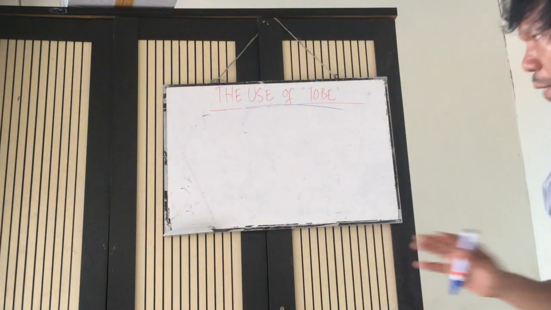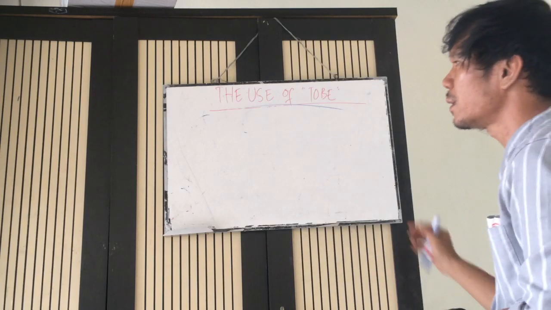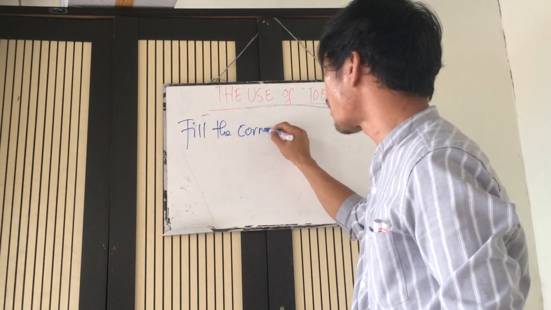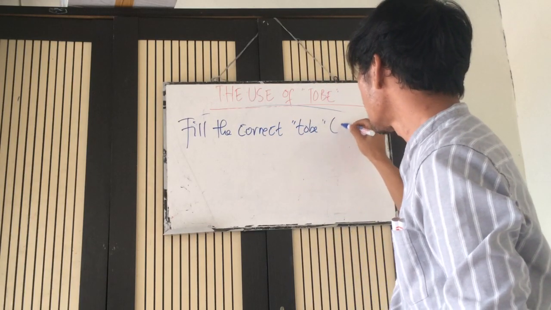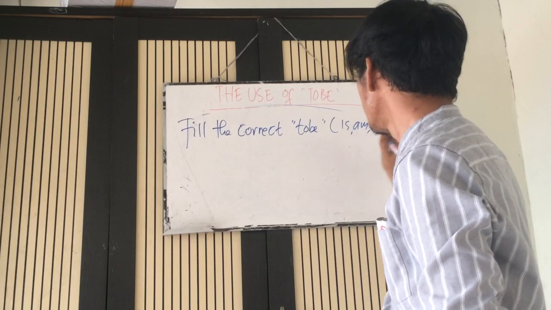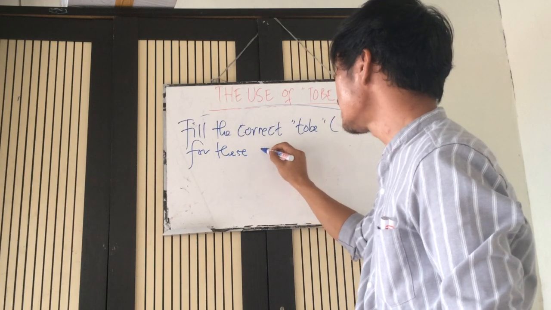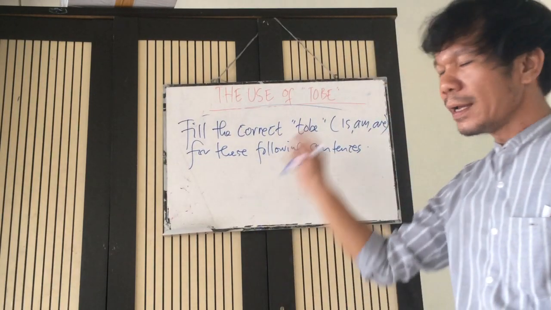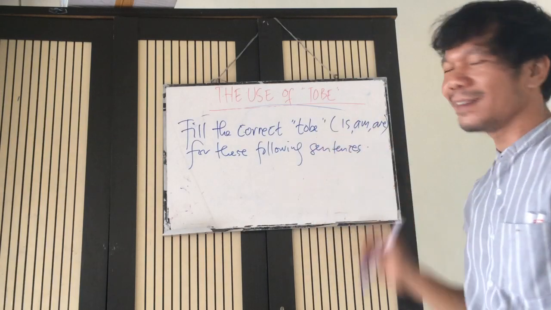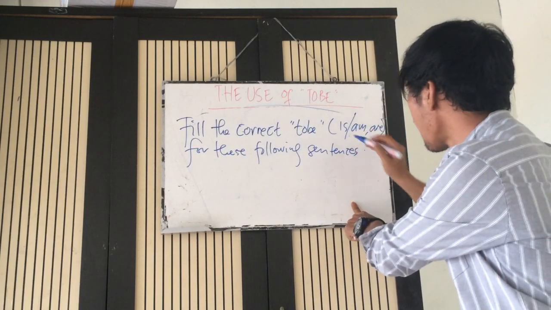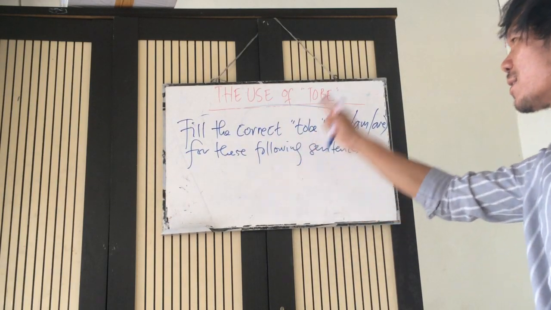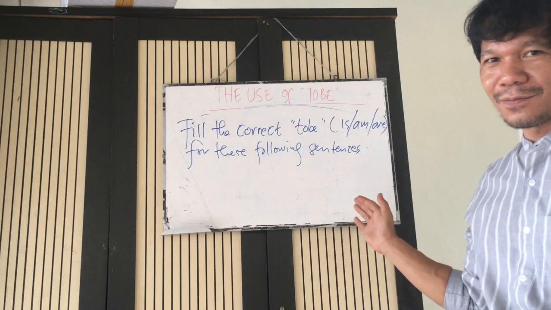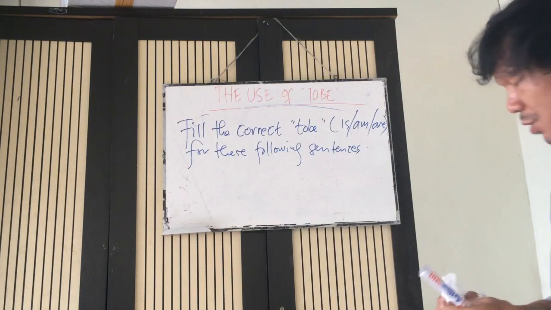Okay, because our whiteboard is very small, we'll write the instructions of the questions first. Fill the correct to be is, am, or are for these following sentences. Remember, this is the instruction. Fill the correct to be is, am, or are for these following sentences, right? Okay, can you see it clearer? Try it. Okay, I will erase this instruction.